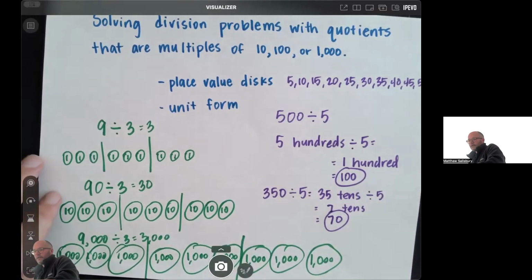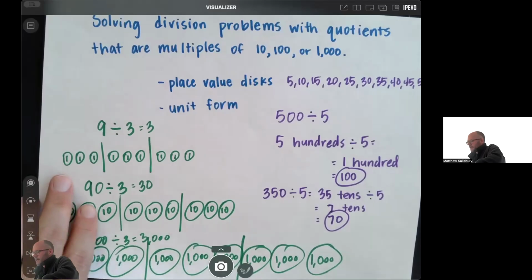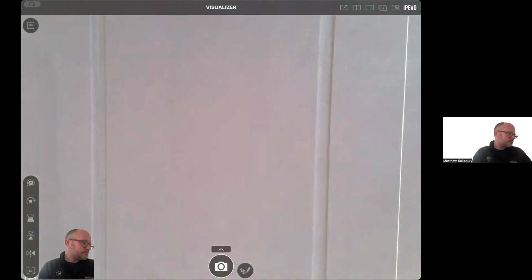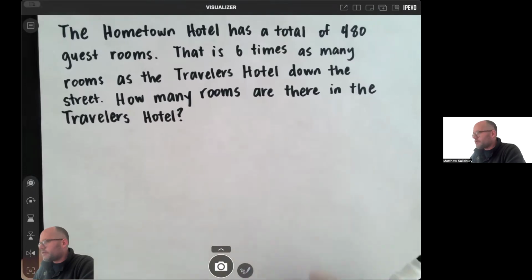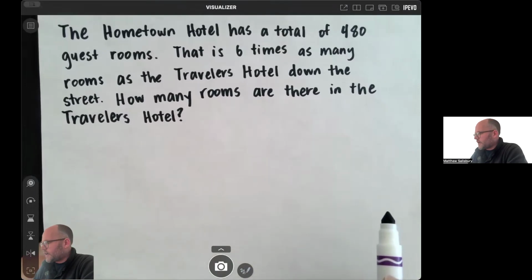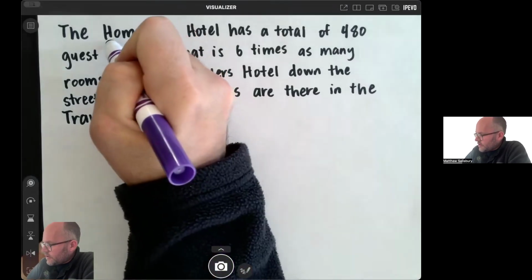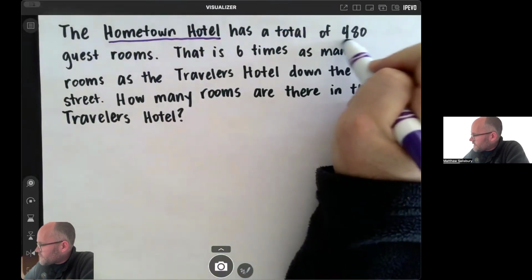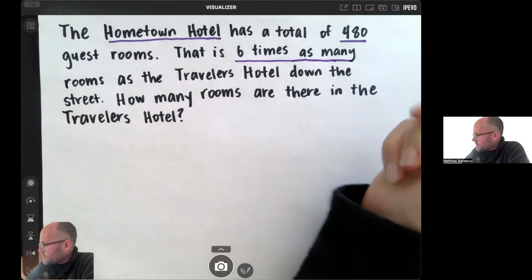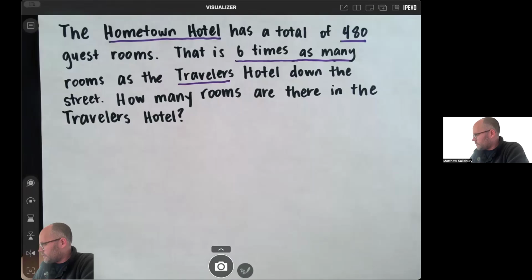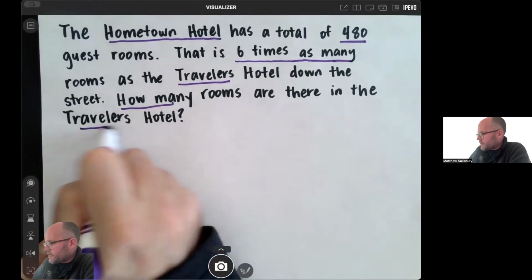All right. What about if we think about this in the context of a story problem? So how about this one? I'm going to read, draw, write. So the Hometown Hotel has a total of 480 guest rooms. That is 6 times as many rooms as the Travelers Hotel down the street. How many rooms are there in the Travelers Hotel? So let's see. Hometown Hotel has 480. That's 6 times as many as the Travelers Hotel. And we want to know how many are in the Travelers.